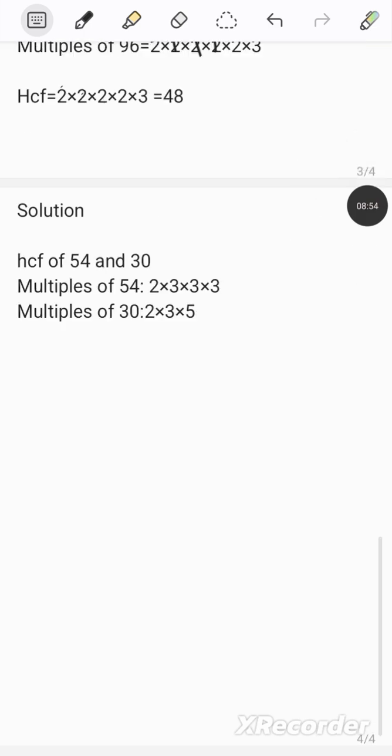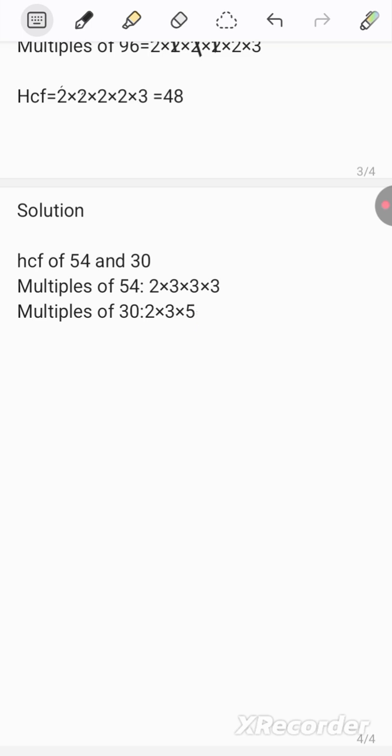Now, for the next question, we have the HCF of 54 and 30. First, like I said, always find the multiples of both numbers. The multiples of 54 is 2 times 3 times 3 times 3, or 2 times 3 to the power of 3. And the multiples of 30 is 2 times 3 times 5. You notice how all these multiples are a product of prime numbers. That gives us a very theoretical and profound question in mathematics called Goldbach's conjecture, although it has not been proven yet.